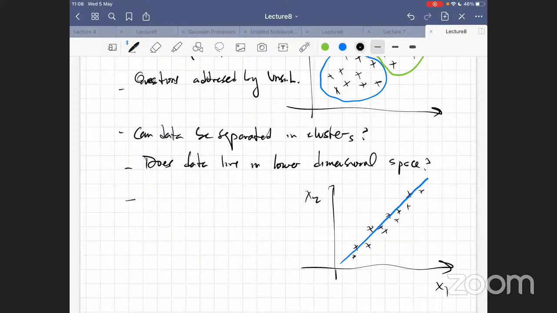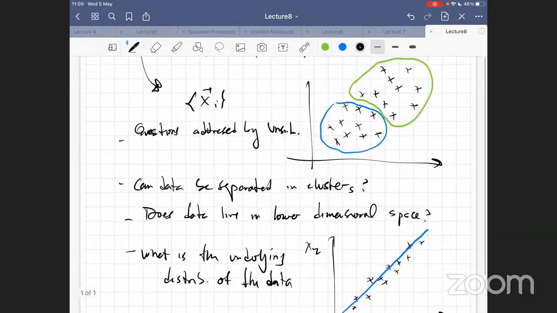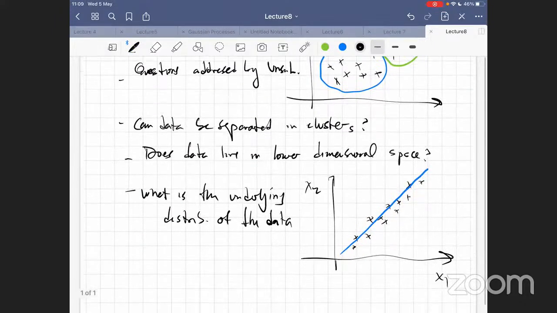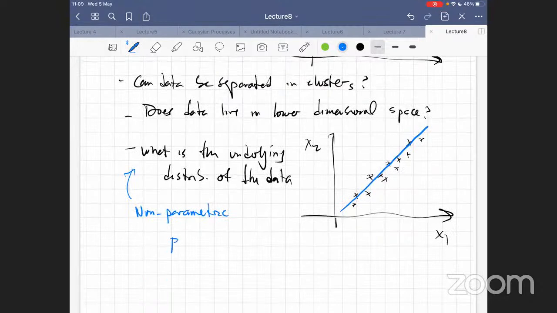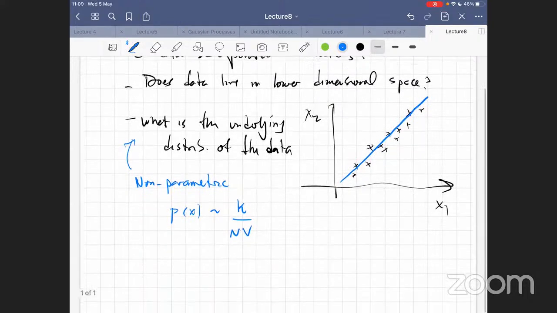And the other question was, what is the underlying distribution, right? The underlying distribution of the data, or the distribution that generated this data. This was answered in the lecture about non-parametric methods. If you remember, we had these ansatz for the distribution of the data, like this, and either kernel methods or nearest neighbors, let's say. So we have partially covered some of the questions that are posed in unsupervised learning.